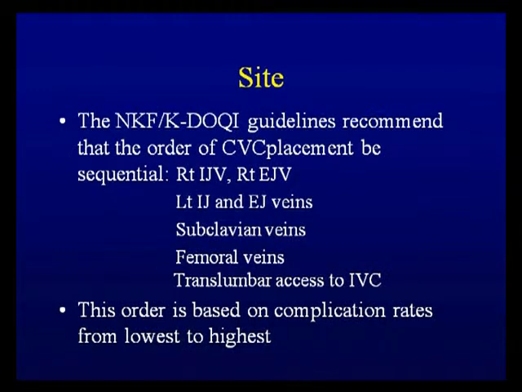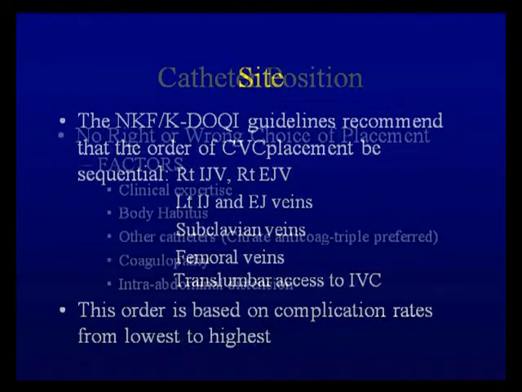What about this side? The current NKF KDOQI guidelines recommend this order as far as the CVC placement is concerned. The right internal jugular is the preferred side, followed by the right external jugular. Then you have the left IJ and the left external jugular, subclavian, femoral, and lastly, in very, very difficult cases, you could use translumbar access to the IVC. And this order is based on the complication rates from the lowest to the highest.